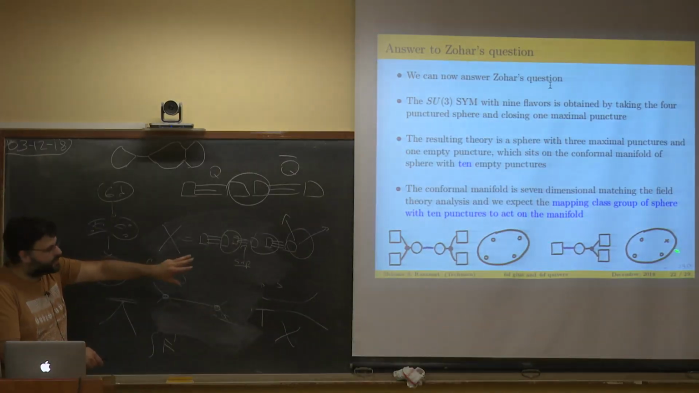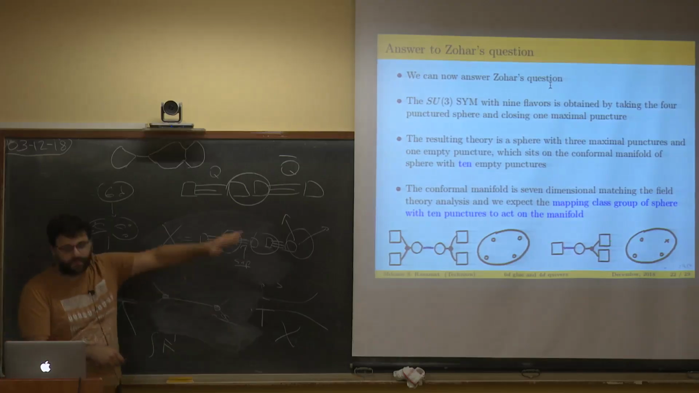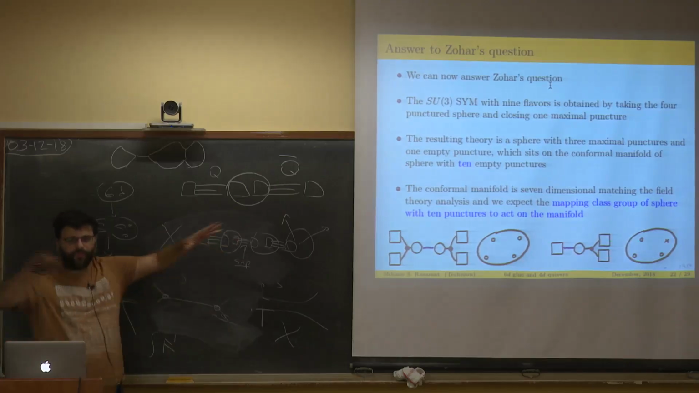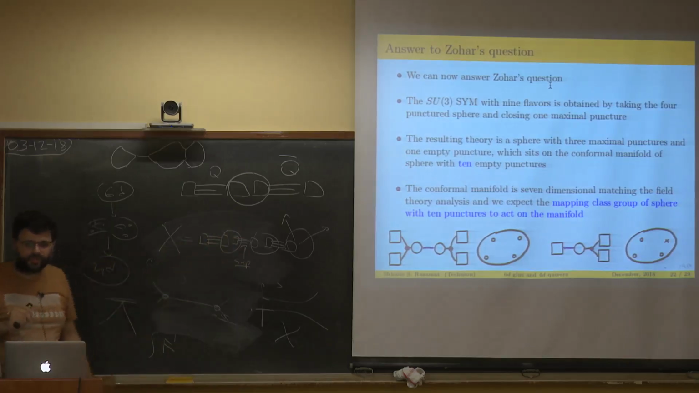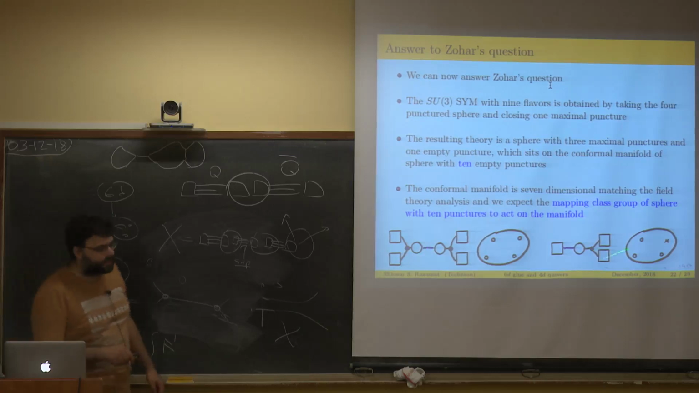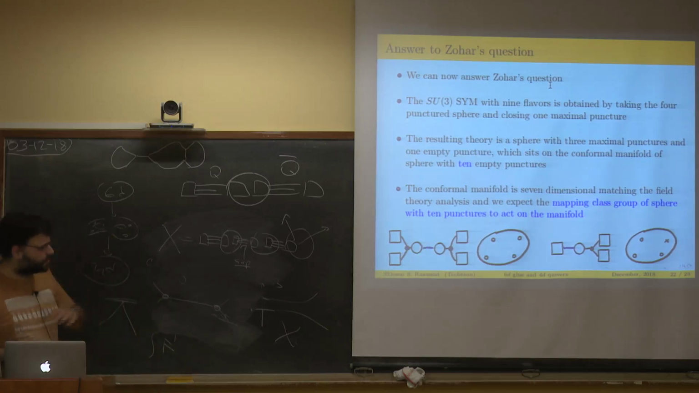Such a description is a description of a subspace of the conformal manifold. The full conformal manifold is where we split the maximal punctures into triplets of empty punctures. And this here I can think of as color-flavor locking. Yes, exactly, this flavor will be identified with this color. And then there is this plus some extra decoupled things.